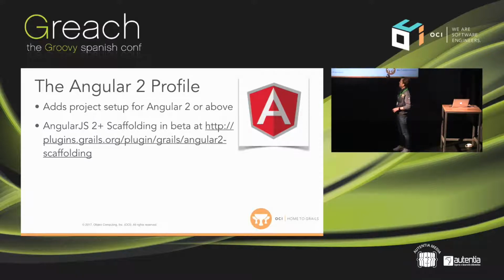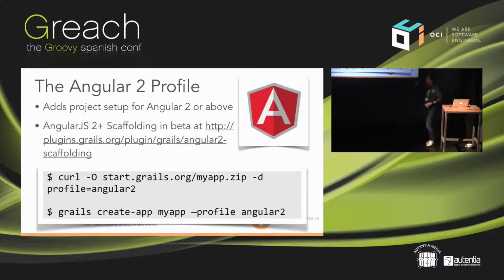Scaffolding plugin. Yeah. So this is new, and we have an Angular 2 profile where you can create an app, and it'll create a multi-project build where you have your client project, which is an Angular project, and your Grails server project, which is a REST API project, and it'll set it up all for you with Node and Gradle and everything, so you can run the app. You can run them independently as well, thanks to Webpack and things like that.